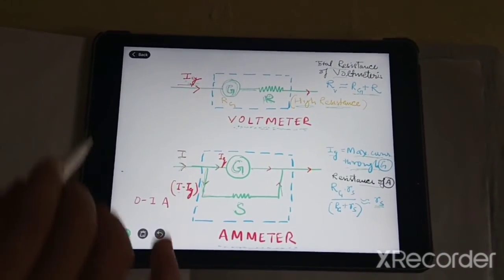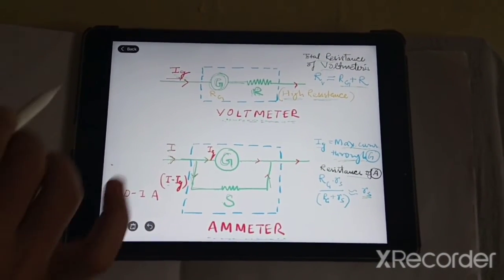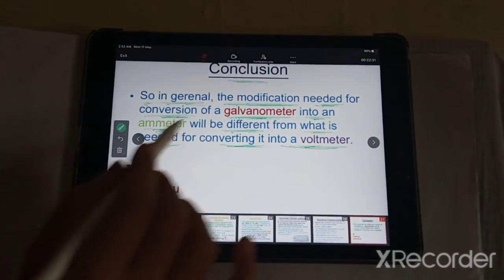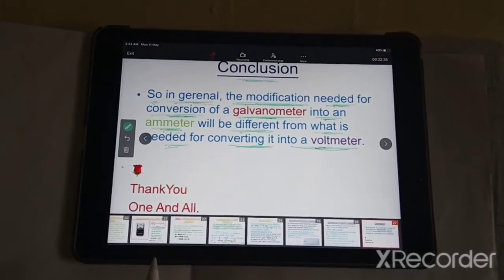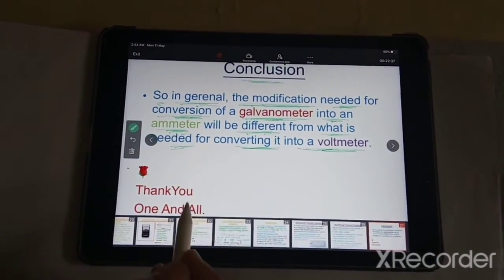I hope you understood the difference in the modification. So therefore some modifications are compulsorily different for the two.